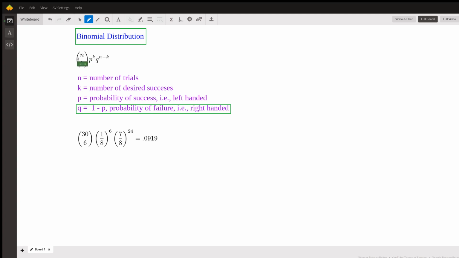Now, how many ways can those 6 people out of 30 be arranged? It's with the combination N choose K, or 30 choose 6. So that's here. And then we're going to have 6 or K successes, so it would be P times itself 6 times. And then all the remaining, which would be 24, of the right-handed, so the probability of right-handed, raised to the 24. You notice a couple things here, that this number plus this number always equals N. So that's a good check to do.